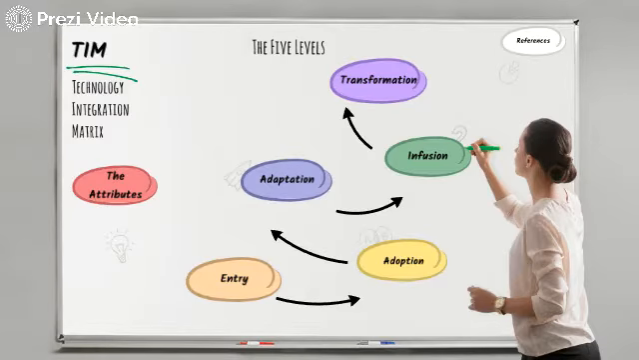Hello, I'm Jennifer Contact, and today I would like to talk to you about TIM, the Technology Integration Matrix. This matrix is composed of 5 levels, which are juxtaposed with 5 categories or attributes. Let's look at the attributes first.